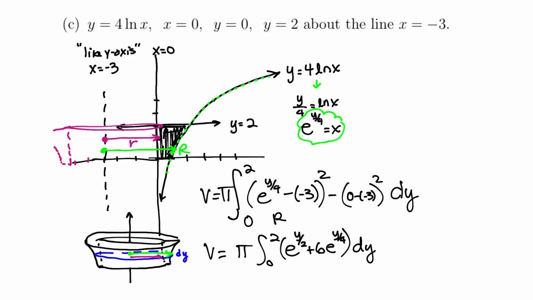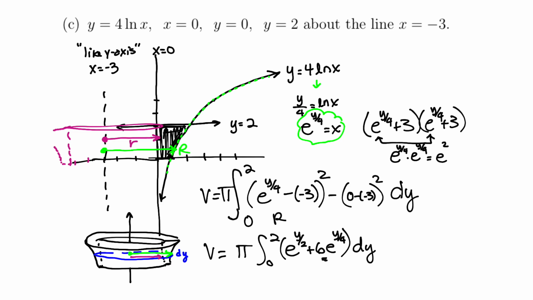Why is it like that? Because when we multiply these out, right, we're taking e to the y over 4 times e to the y over 4... which gives us 6e to the y over 4. But when you multiply these right here, that's e to the y over 4 times e to the y over 4. So you have to add your exponents. That's 2y over 4, which just gives you y over 2.